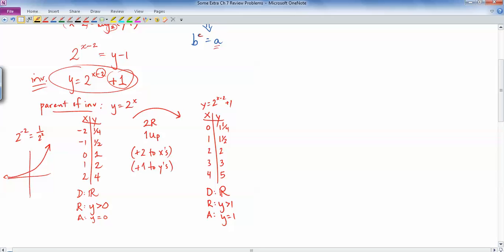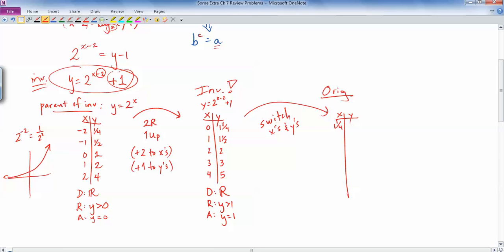All right, so let's go ahead and graph. Oh, actually, we're not done yet. This is the inverse right here. So to get the original, you need to switch all the x and y terms, right? So switch x's and y's. So 1 and 1/4 is the x. Let's see, 1 1/2, 2, 3, 5. And then on the y's, I'm going to get 0, 1, 2, 3, 4.